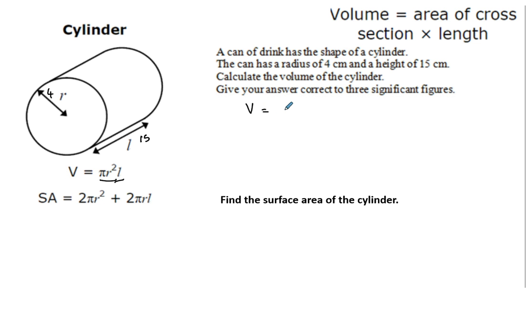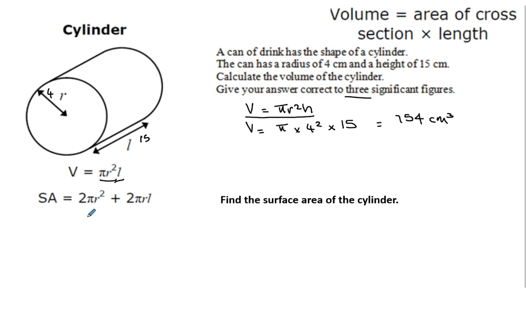Always, always, always write the formula first. So pi r squared, and this time we'll put h. And then go write in your numbers. So you've got pi times 4 squared times 15. Can you see, once you've written the formula, then when you start writing the numbers, you're not panicking and going around in circles. Everything's just falling into place. And you get 754 centimeters cubed to 3 significant figures.